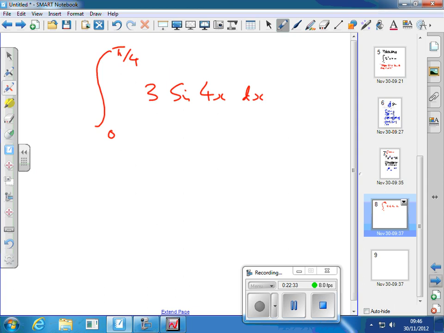The other thing to recognize about this is that this is in radians. So make sure your calculator's in radians when you put the limits in at the end. So now the same as we did before, we do the integral. So what's the integral of 3 sine 4x?